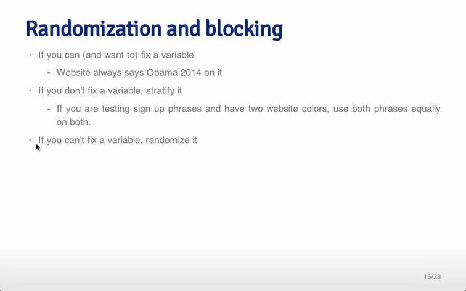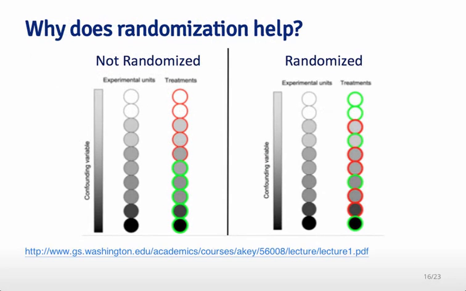If you can't do either of the other 2 things, if you can't fix a variable or stratify it, then what you can do is randomize it. And what we mean by randomization is that you need to be able to use a computer program or flip a coin in order to randomly assign people to groups.